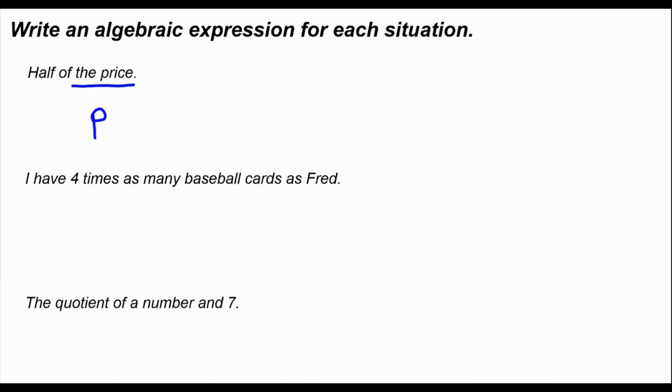And then what's happening to the price? We are finding half of it. Well, how do you find half of something? There's actually two ways to find half of something. So there's a couple of algebraic expressions we could write for this situation. Can you figure out what they are? Well, to find half of something, you could divide it by 2. So I'm going to take the price and divide it by 2. That represents half the price. Or I could multiply it by 1/2 times P. Either one of those is half of the price. So here are two algebraic expressions that represent half of the price.